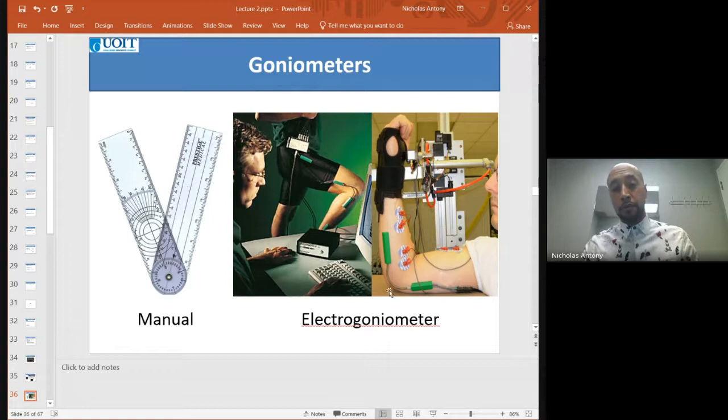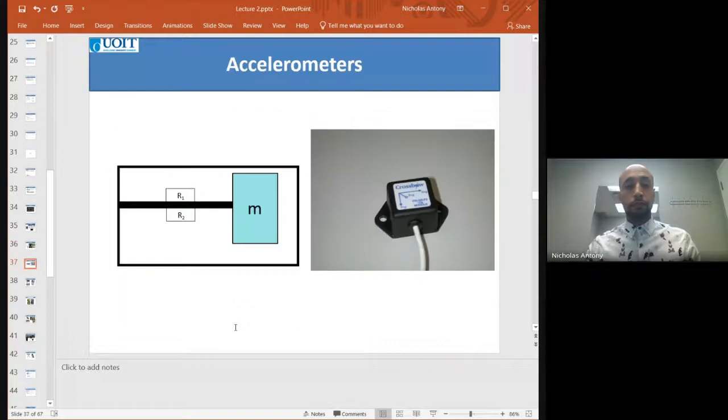Electrogoniometers do it automatically. This is an electric goniometer right here. It's measuring the angle between the two. So he's doing this in research. This is an accelerometer. You put them on your body and it'll measure accelerations. So this is, again, kinematic analysis.